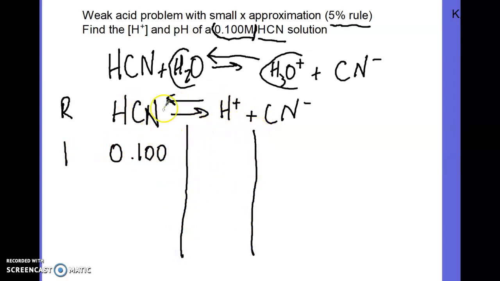The initial of these, but this is before this dissociates. So at first you have 0 or about 0 of these. You might have a little bit of H+, but not enough to account for. Okay, then you're going to change.